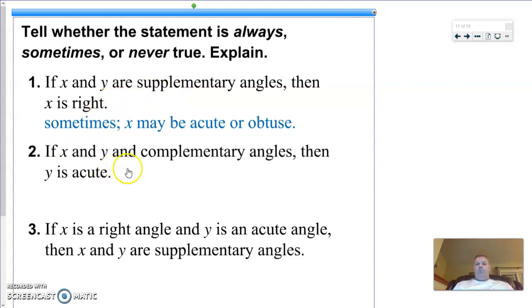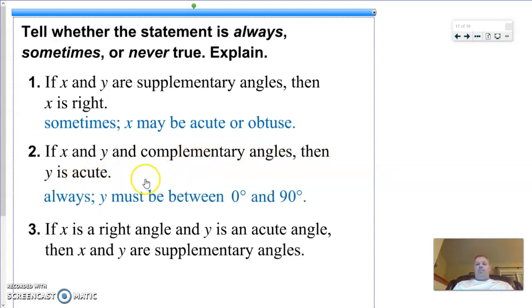In example 2, if x and y are complementary angles, then y is acute. That means they add up to 90. That must be always, because if they are complementary, both angles have to be between 0 and 90.